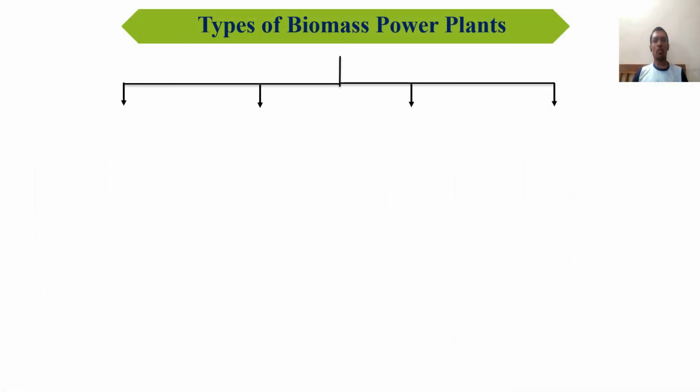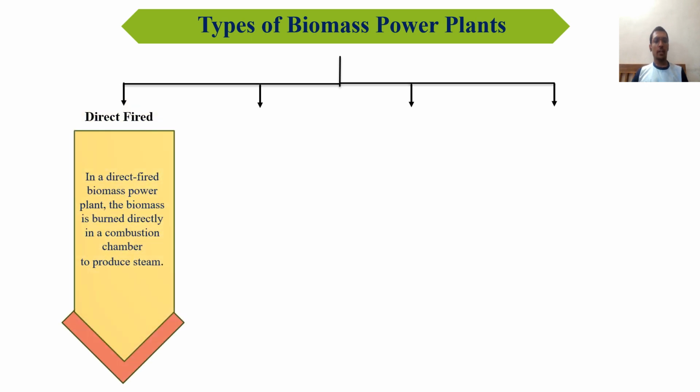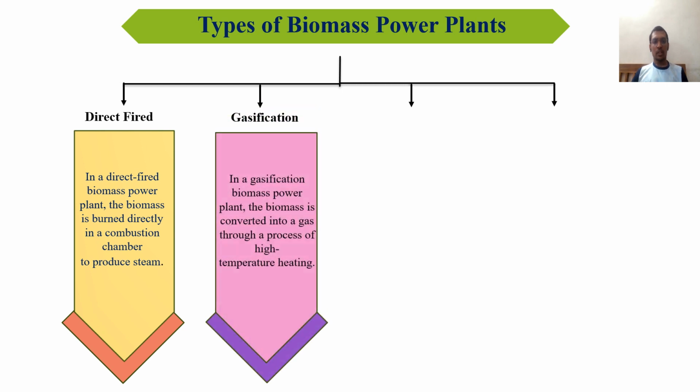Next is types of biomass power plant. First is direct fire. In a direct fire biomass power plant, the biomass is burned directly in a combustion chamber to produce steam, and this steam produces electricity. Next is gasification. In a gasification biomass power plant, the biomass is converted into gas through a process of high temperature heating. We use this gas in the combustion engine and burn it to generate electricity.